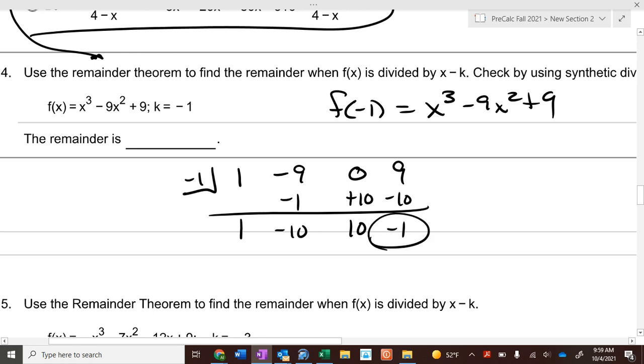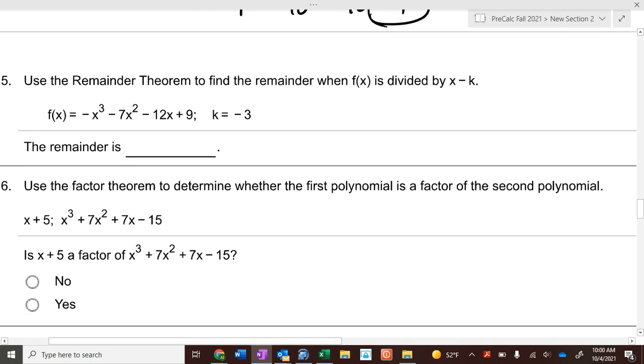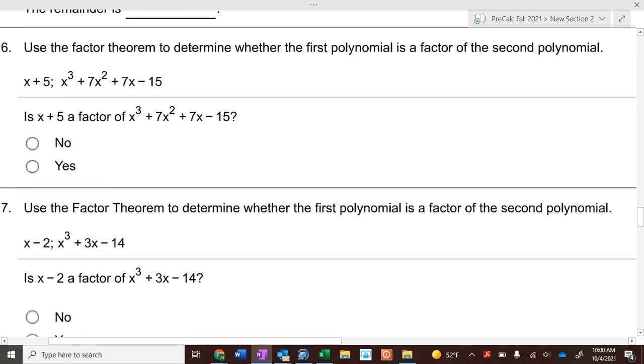The remainder is negative 1, correct? Well, if we stick a negative 1 in here, we get negative 1 minus 9 plus 9, which is negative 1. Okay? Either way, it's the same both ways. So that's the remainder theorem.